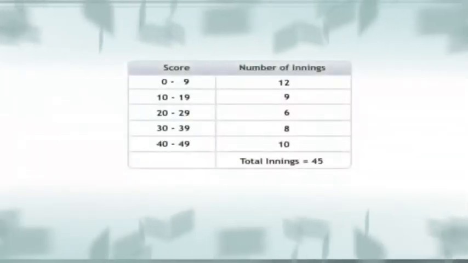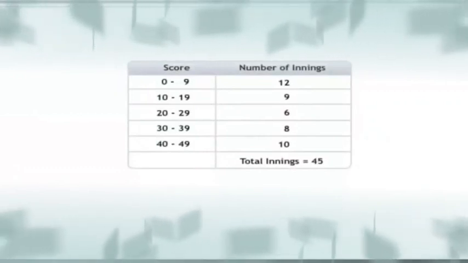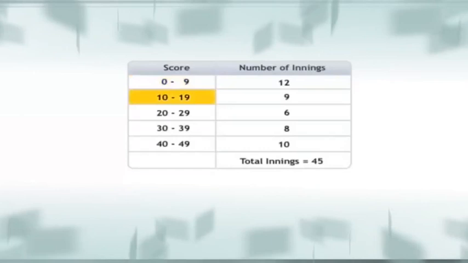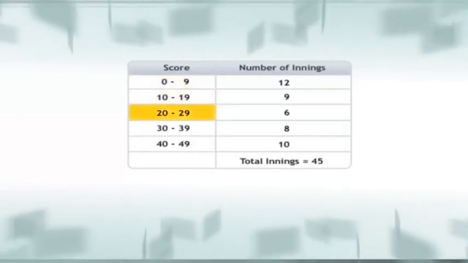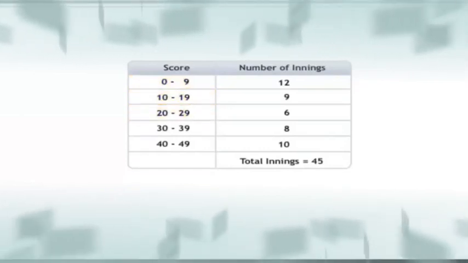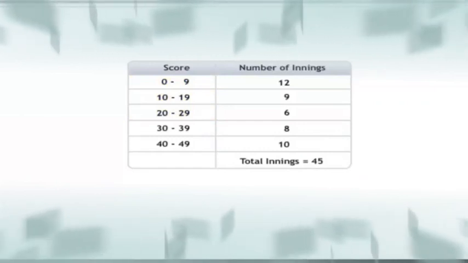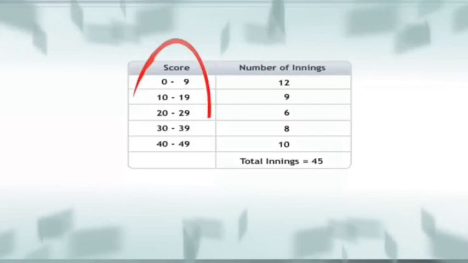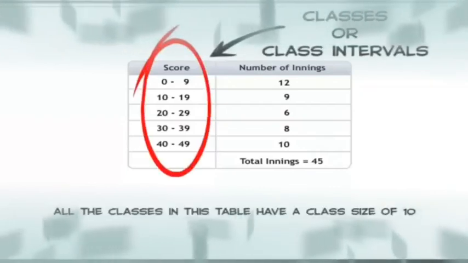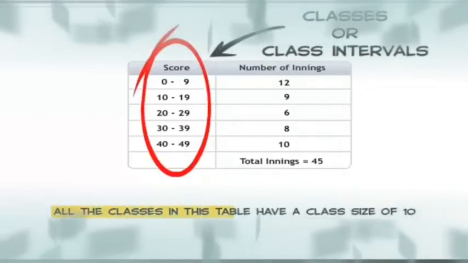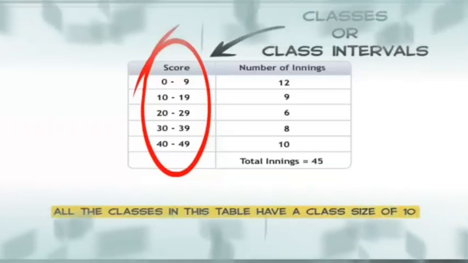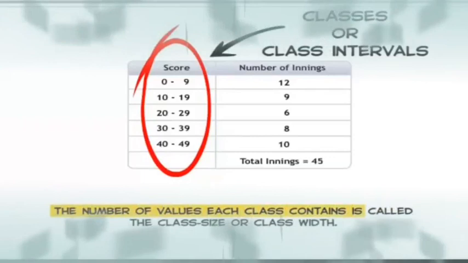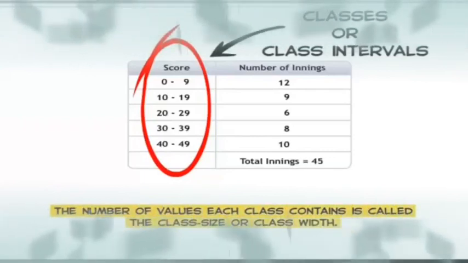Okay, coming back to our grouped frequency distribution table. The groupings 0 to 9, 10 to 19, and 20 to 29, etc. that we use to group the values in given data are called classes or class intervals of the frequency distribution table. Note that each of these classes contains a fixed number of values, which is 10. The number of values each class contains is called the class size or class width.